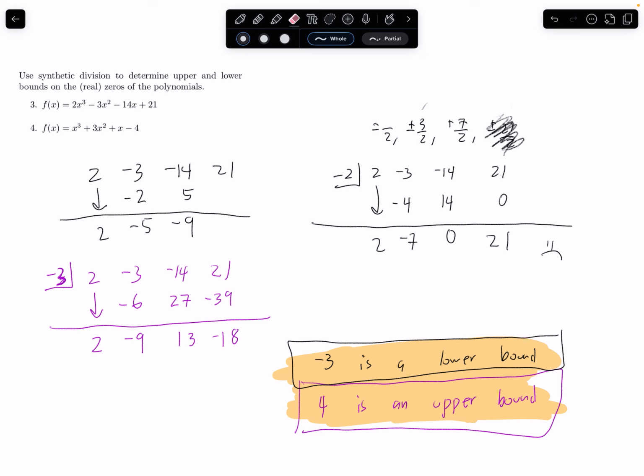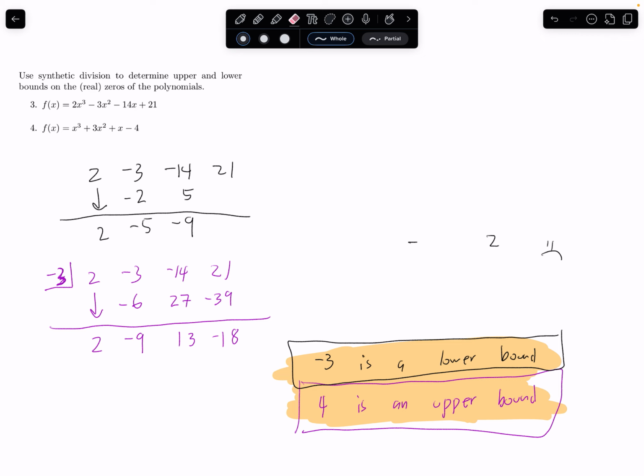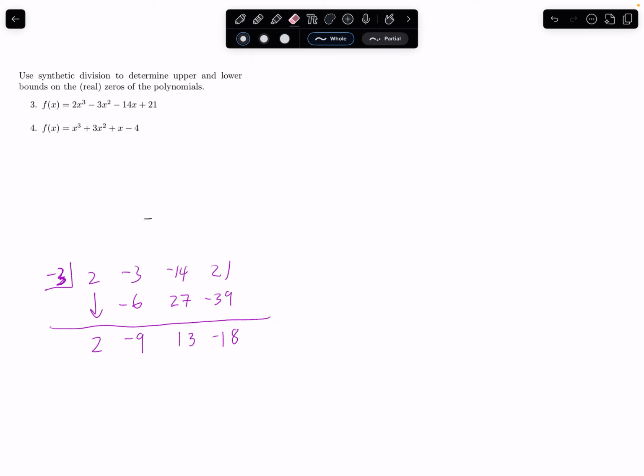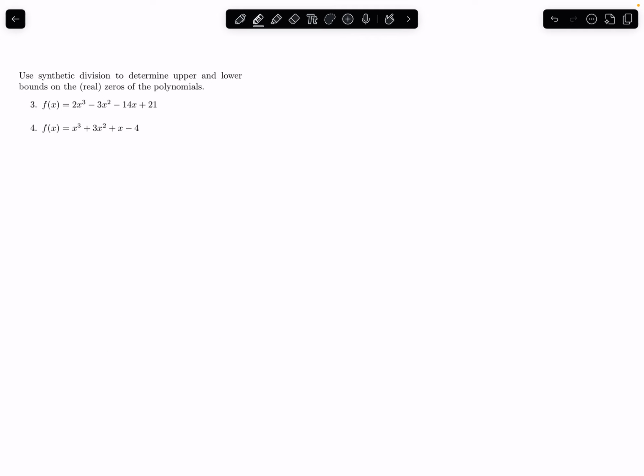All right, we're going to repeat that same process for number 4. Same exact process. So here's 4. What am I doing now?